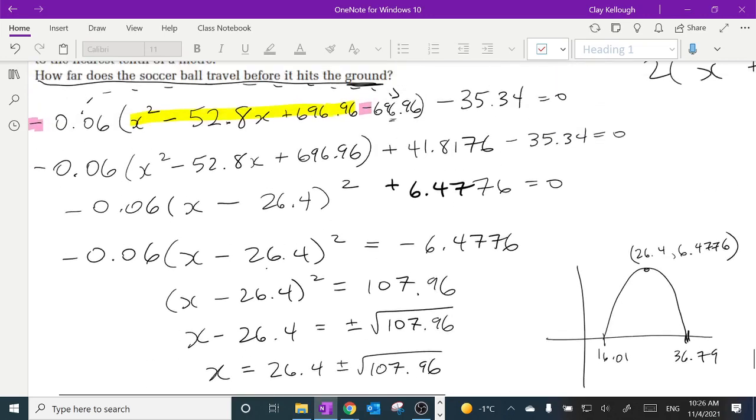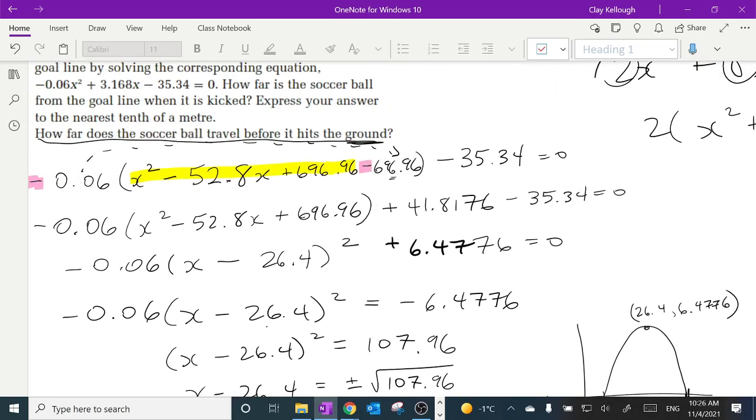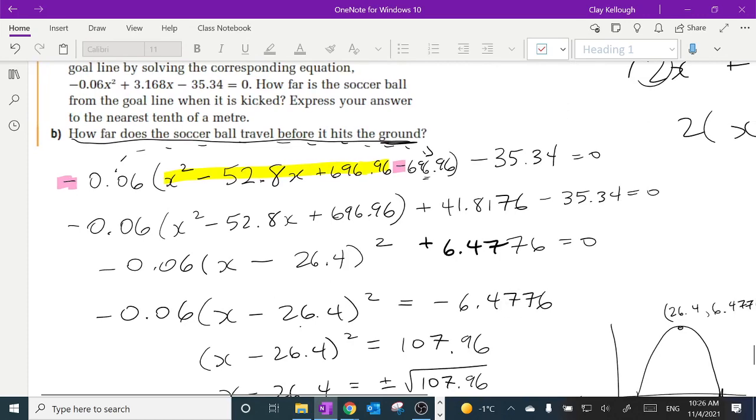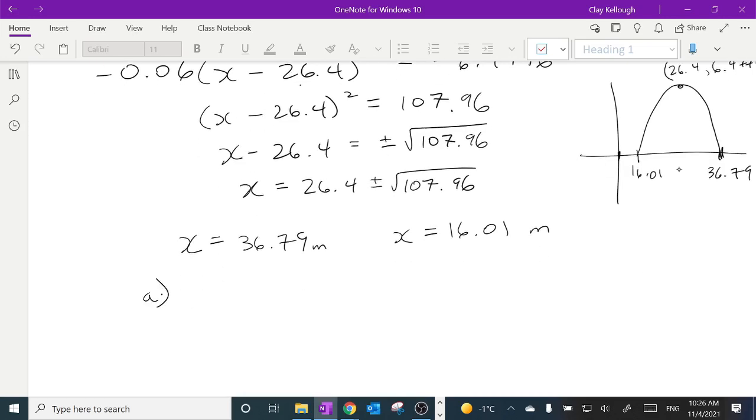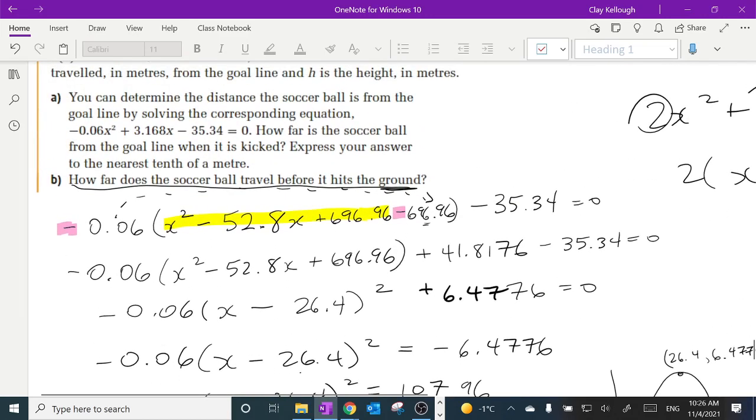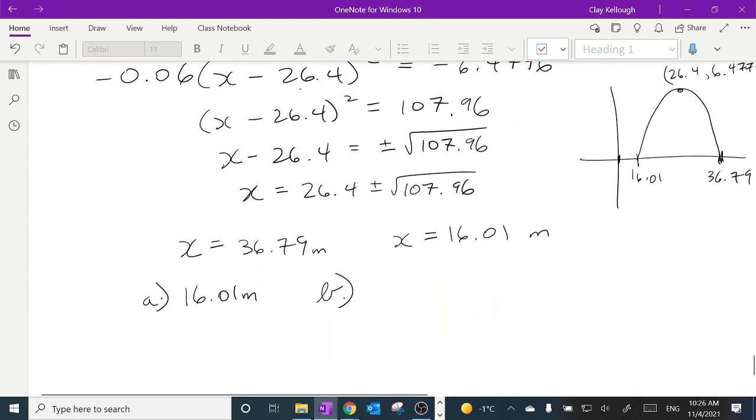Now, what solves the problem? Look at the problem again. How far from the goal line is the soccer ball when it's kicked? That's the goal line, we're going to assume, 0. So the answer to A would be 16.01 meters. And the answer to B, is the answer to B this number? Look at the B question again. How far does the soccer ball travel before it hits the ground? I think they mean horizontally.